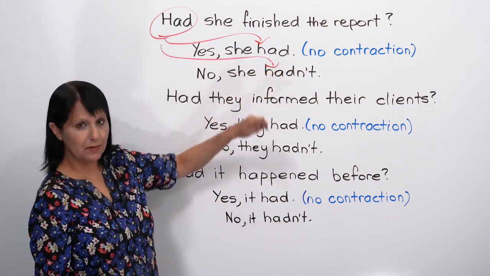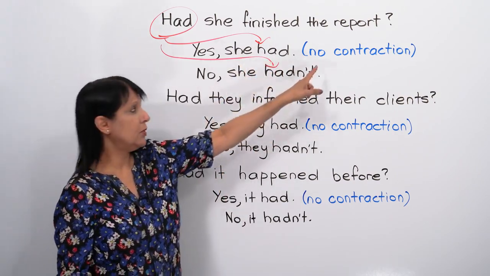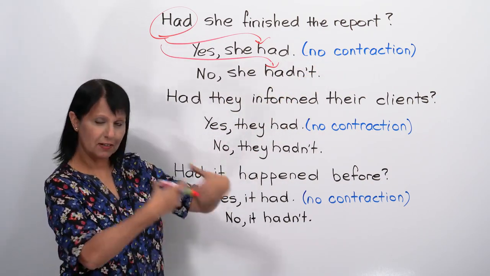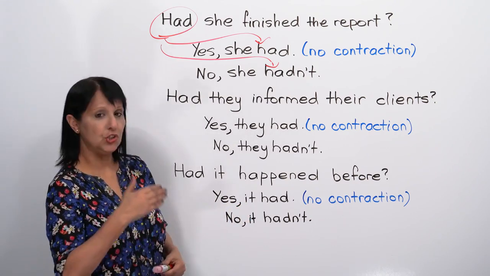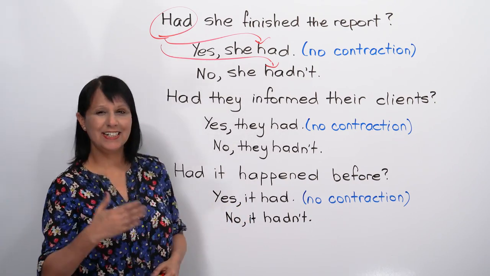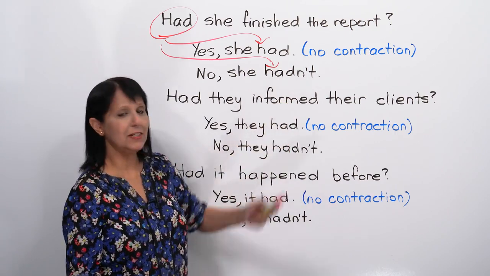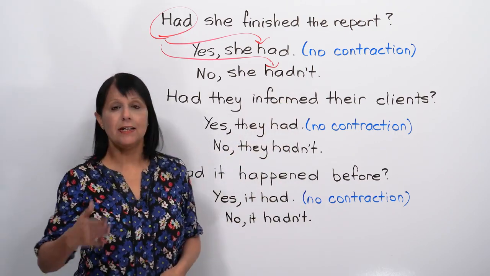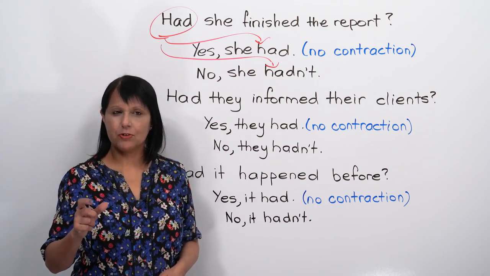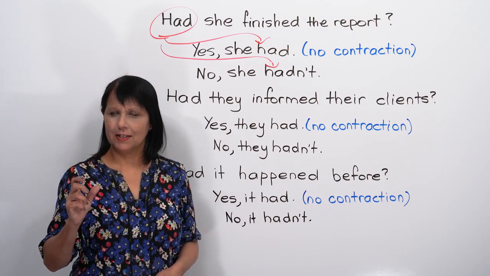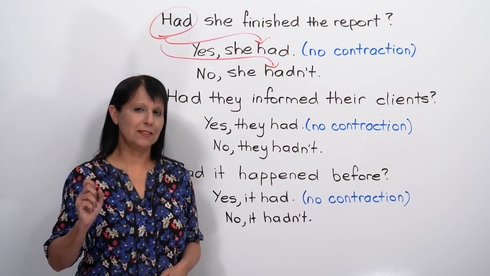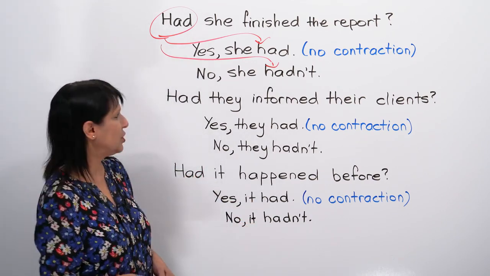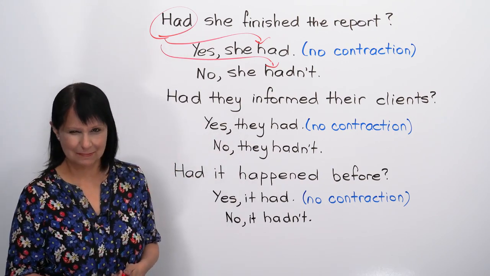And what's important here is that this one, you cannot use any contraction, all right? You have to say the full form. Yes, she had, or no, she hadn't. And here we definitely do use the contraction. Okay, you can say, no, she had not, but that is when you're maybe a little angry or something is a little more serious, then we say it in full. But in regular conversation, we just say, no, she hadn't.